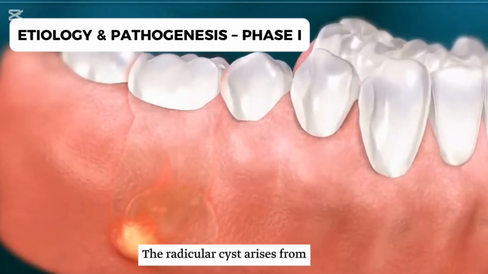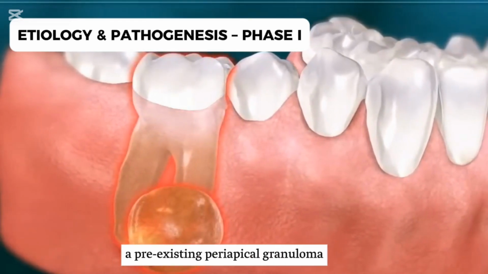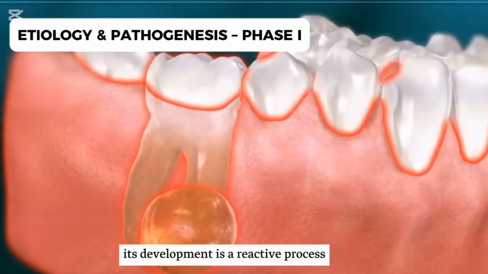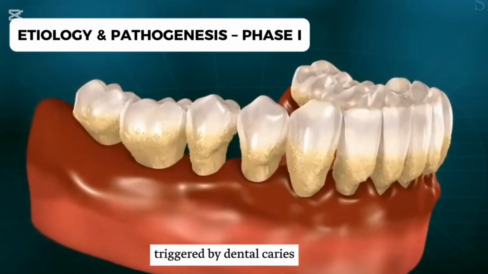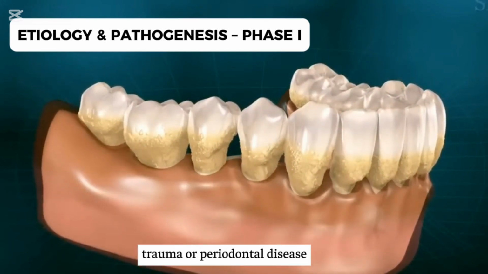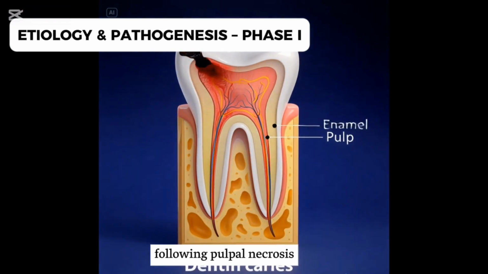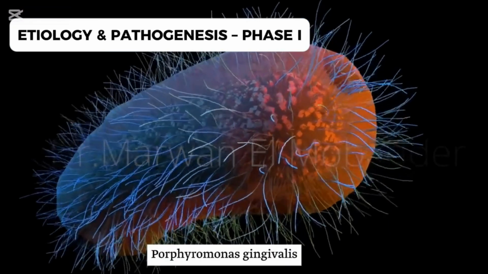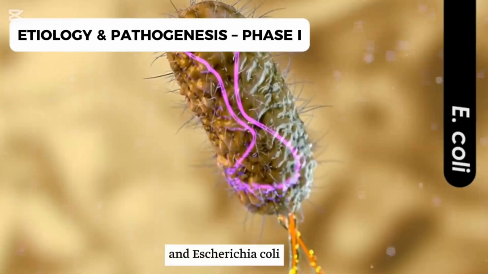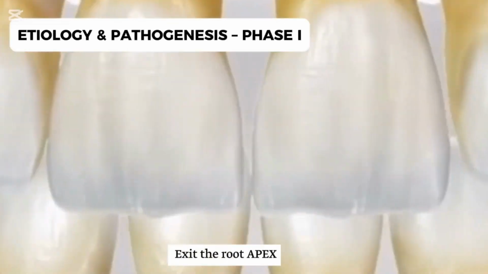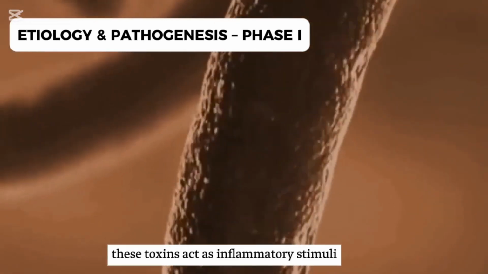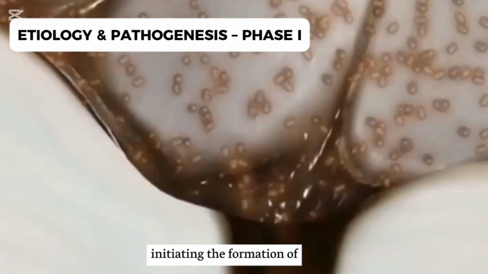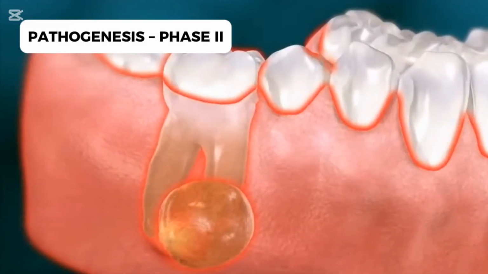The radicular cyst arises from a pre-existing periapical granuloma. Its development is a reactive process triggered by dental caries, trauma, or periodontal disease. Following pulpal necrosis, necrotic debris and bacterial toxins such as Porphyromonas gingivalis and Escherichia coli exit the root apex. These toxins act as inflammatory stimuli, initiating the formation of a periapical granuloma.